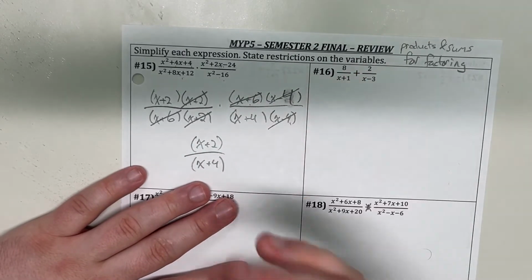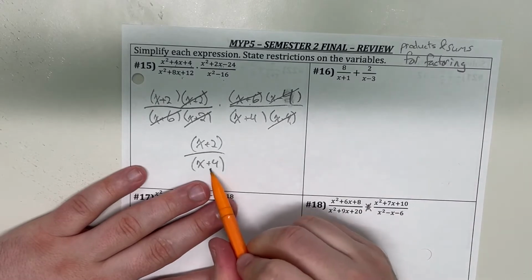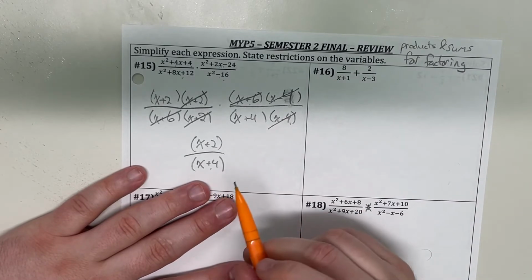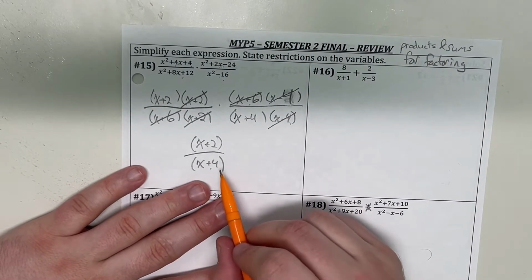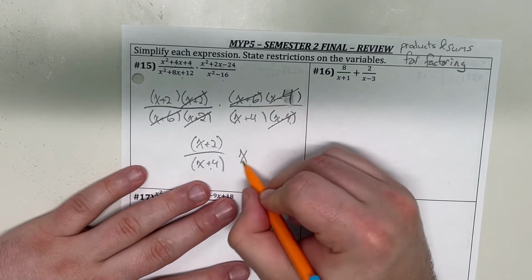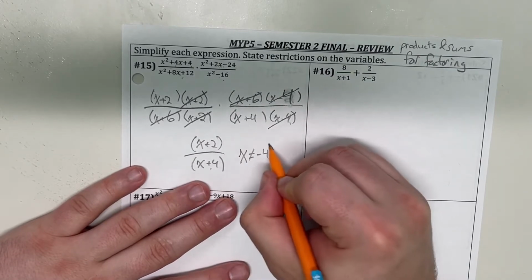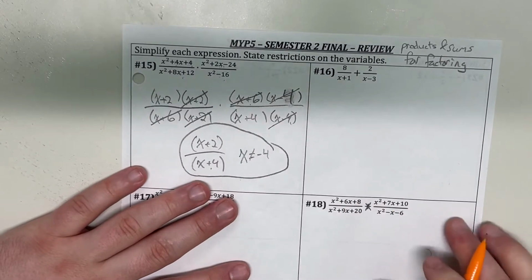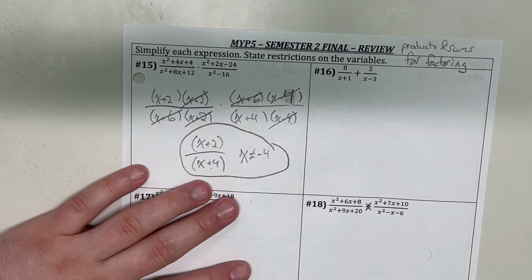Make sure you write your restriction. Again, we're saying, okay, look at your denominator. Whatever values would make it 0 is what we need to have. So I say x cannot be equal to negative 4. Again, make sure you're seeing those ideas that we have.